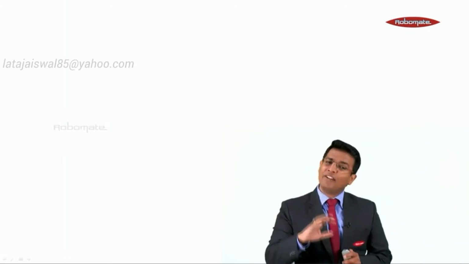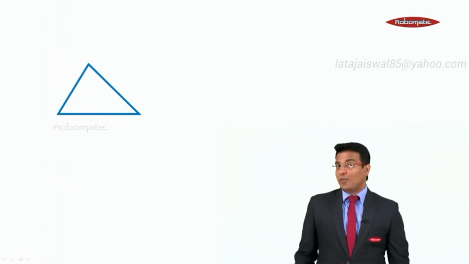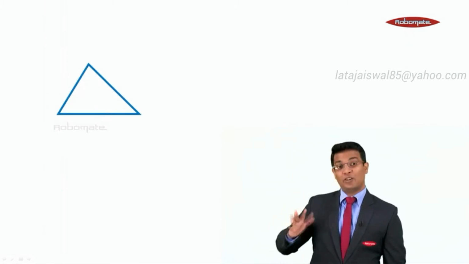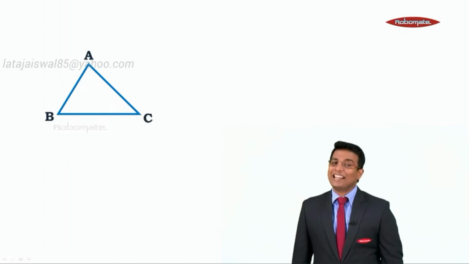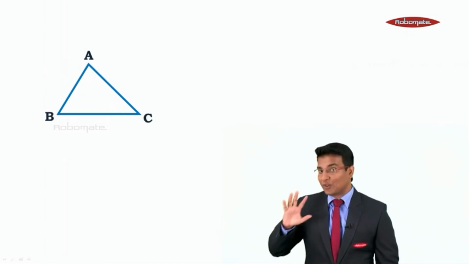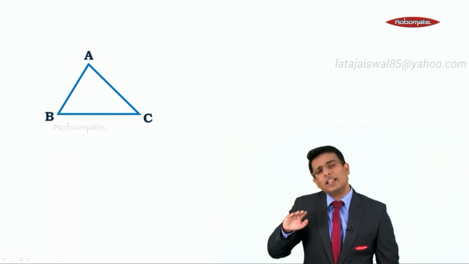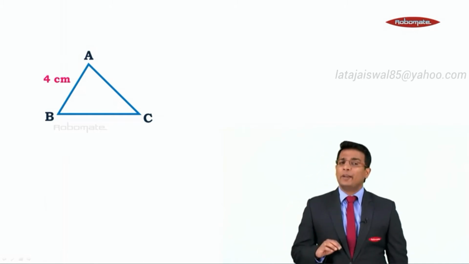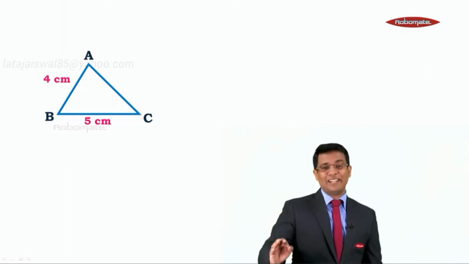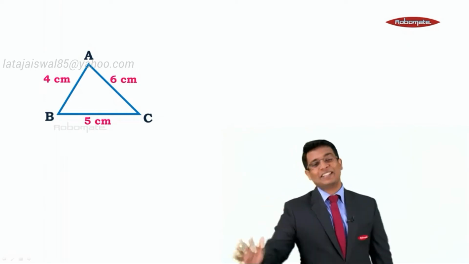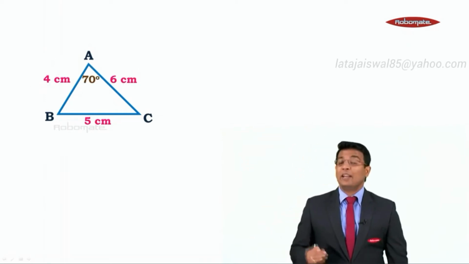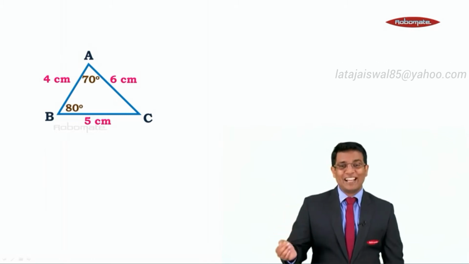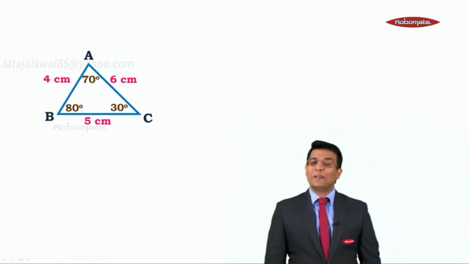Now we learn that with the help of a very simple example. I've drawn a triangle, a beautiful triangle drawn by me, and I name this triangle ABC. It has sides and angles. Let's take the length of AB to be 4 centimeter, length of BC to be 5 centimeter, and the length of AC as 6 centimeter. And the measure of angle A to be 70 degree, angle B to be 80 degree, and angle C to be 30 degree.